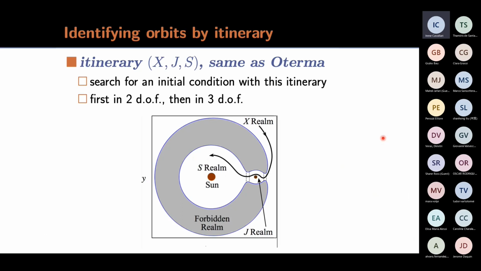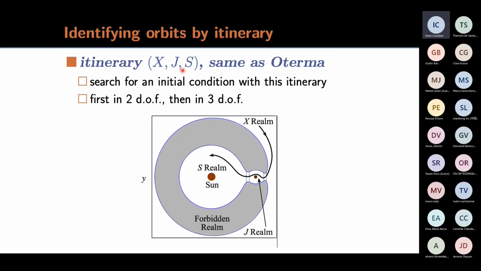So if we wanted to construct a trajectory that has the same itinerary as Oterma, in the sense that if we refer to the realm outside as the X realm, the realm around Jupiter is the J realm, and the realm around the sun is the S realm. At least the first part of what Oterma does, we could label that as XJS.